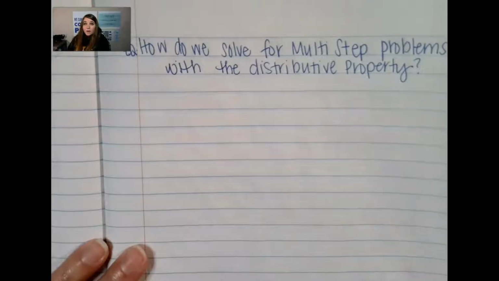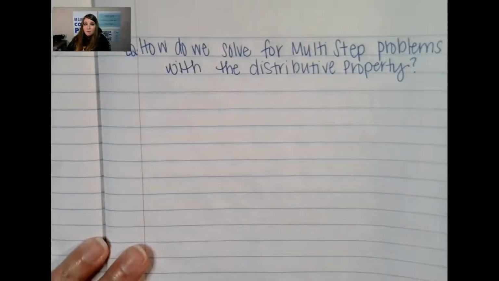However, we are going to be solving them when the distributive property is involved. So our essential question is, how do we solve for multi-step problems with the distributive property? So let's take a look at that today.